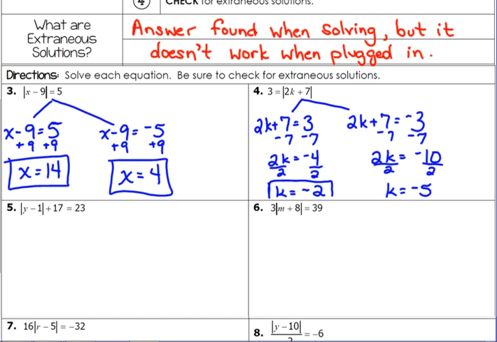Plug them back in. 2 times negative 2 is negative 4. Negative 4 plus 7 is 3. Absolute value of 3 is 3. 2 times negative 5 is negative 10. Negative 10 plus 7 is negative 3. The absolute value of negative 3 is positive 3. So both of these check out, negative 2 and negative 5.